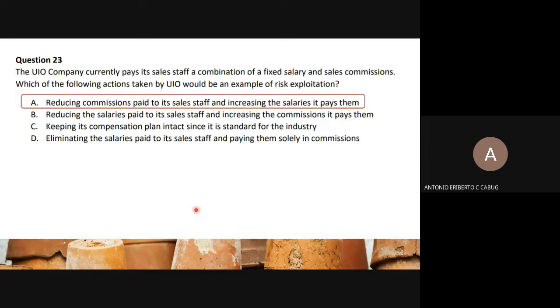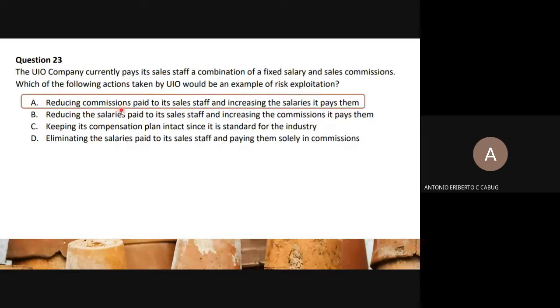So letter A is the best answer here. Reducing commissions paid to its sales staff, increasing the salaries it pays them. Pag risk exploitation, it's an example of an acceptance. You are taking in more risk. Okay? Ano ang tinitake niya dito? More operating leverage. Okay? More operating leverage. Nagbayad lang siya ng mas maraming sahod.